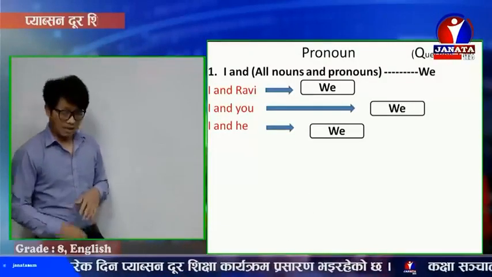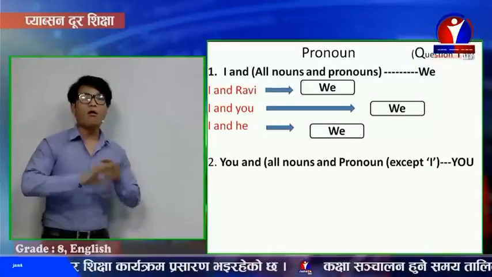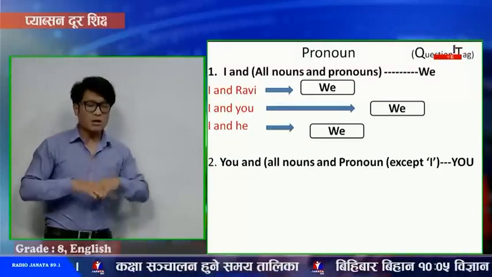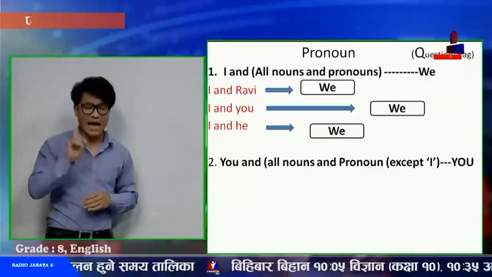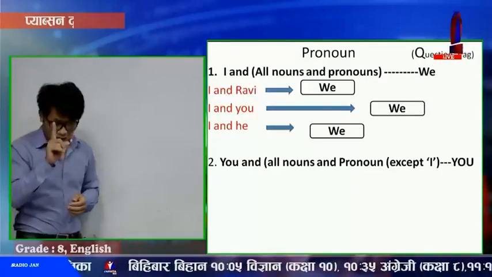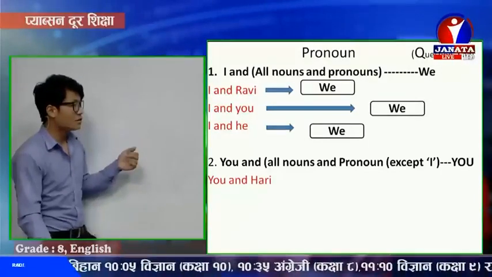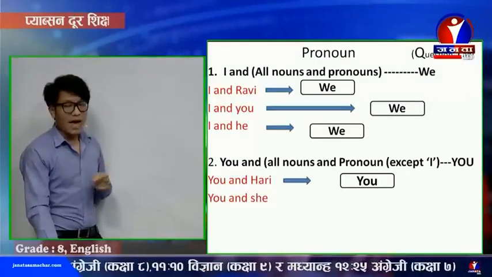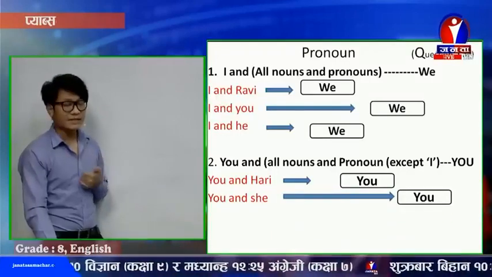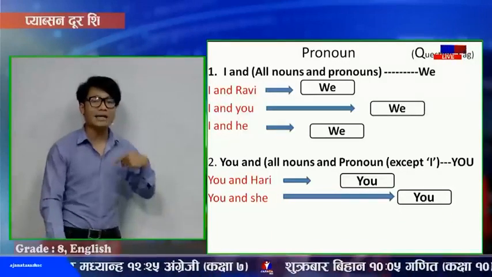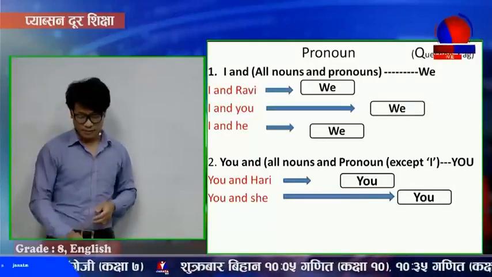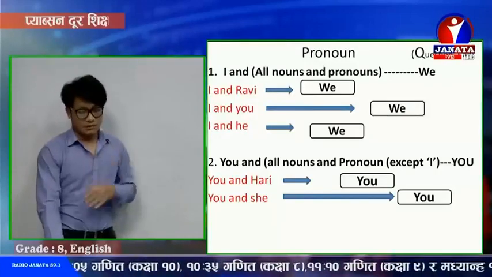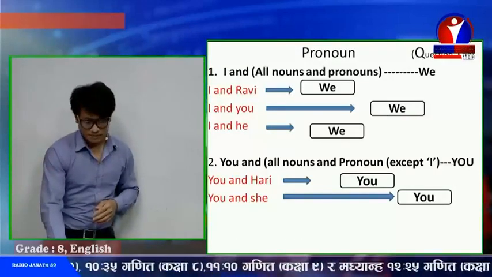Next is you and all nouns and pronouns except I. You and all nouns and pronouns except I become the pronoun you. You can see in the slide also, you and Hori, and its pronoun is you. You and she, its pronoun is you. But if you write you and I, then the pronoun becomes we. That's why except I, all nouns and pronouns become the pronoun you.